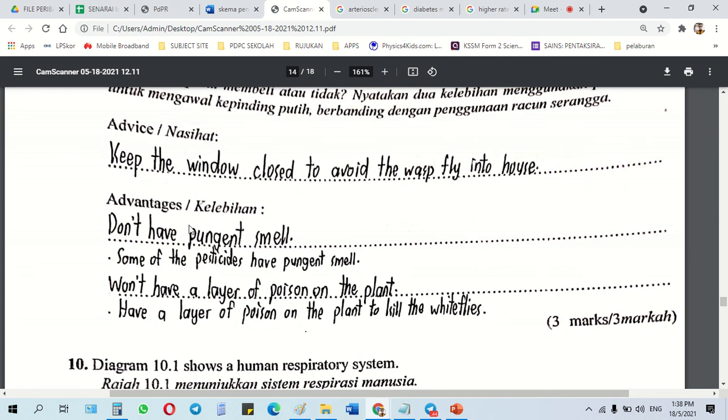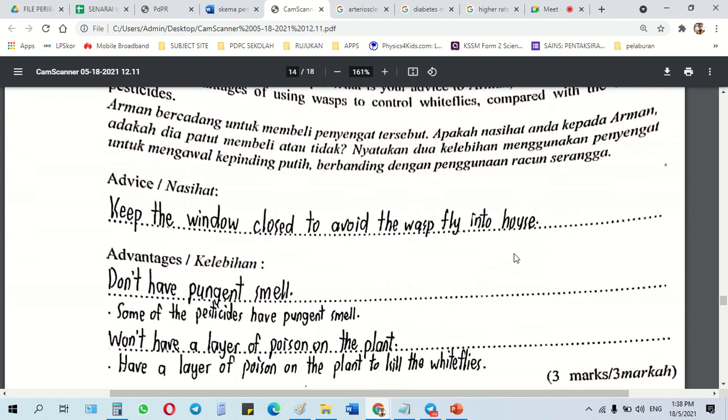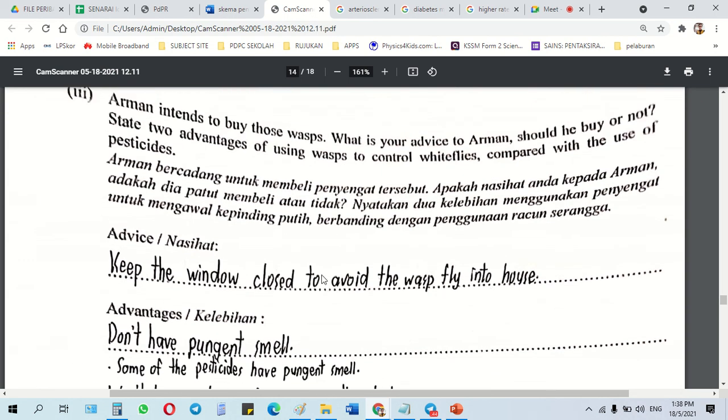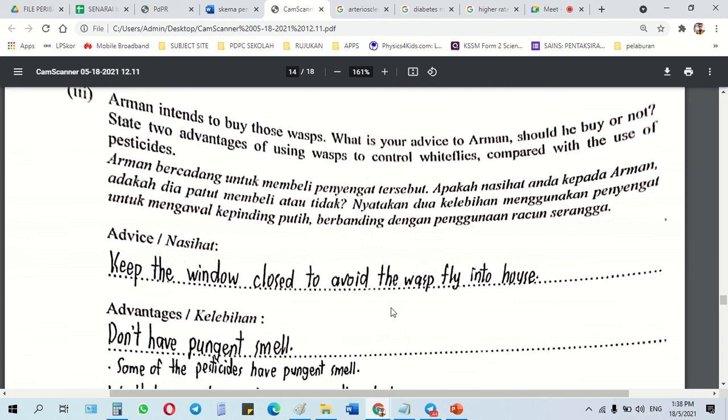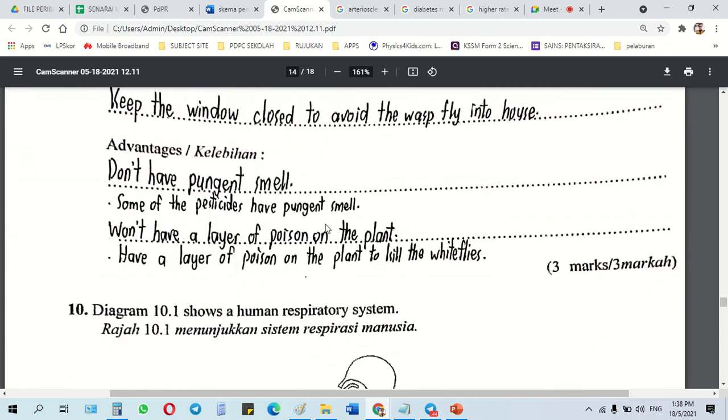Tapi advice ni tadi, yang ni saya kena consider balik lah. Keep the window closed to avoid the whitefly into house. Dia tak terlalu detail macam tu lah. It should be yes or not. That's why. Should he buy or not? Okay. So nanti baca, lepas ni nanti baca soalan betul-betul, and then you mesti highlight apa yang diminta, soalan diminta. Kalau tak rugi dekat sini 1 mark. So that dekat sini dah dapat 2 marks.